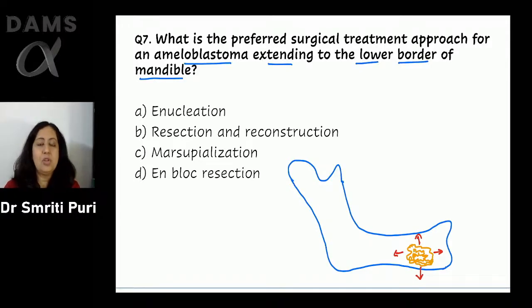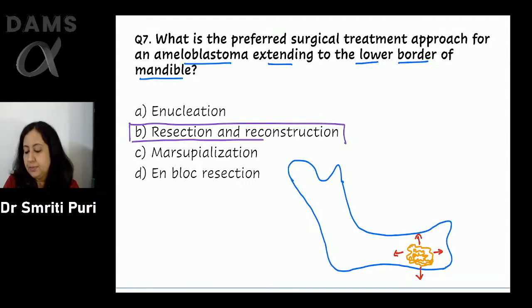So please remember the keywords: extending to the lower border, or reaching up till the inferior border, or involving the inferior border. To take margins, you have to sacrifice the inferior border. Hence, the correct answer is resection and reconstruction. En bloc resection is marginal resection. And enucleation and marsupialization have no role in ameloblastoma. So they are not the correct answer.